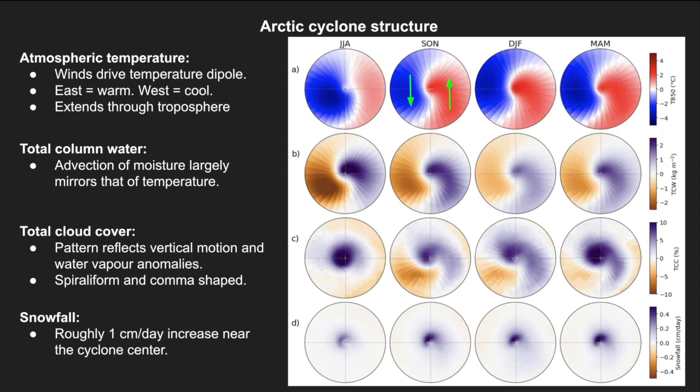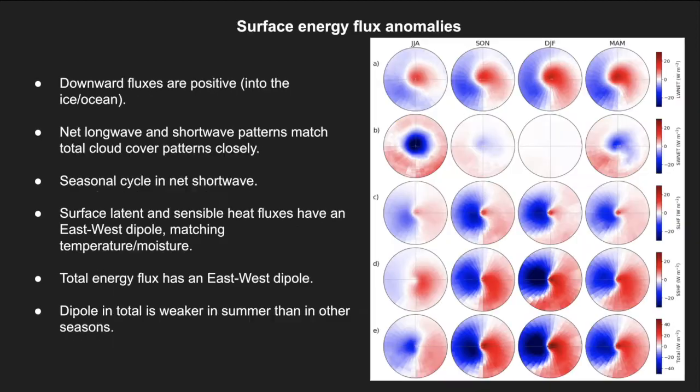So, given we have all these influences on the atmosphere caused by the cyclone, we've got changes in temperature, water vapor, cloud cover. We'd expect to get some influence on the surface energy balance. And so this is what I show in this slide. And I think I'll start by just running through what each row shows. So in each case, positive values are downward fluxes, so they're fluxes into the sea ice or the ocean surface.